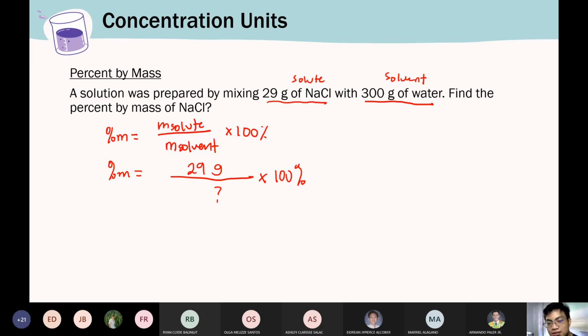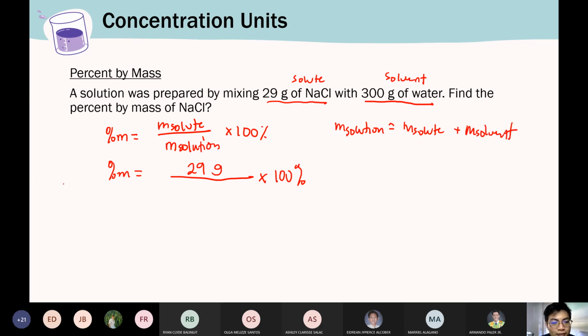What is the correct answer? Is it just 300 or 300 plus 29? The answer is yung sum nila. Okay? Kasi remember, again, yung solvent, but solvent. Mali ako. Solution pala. Sorry. Yung nasa denominator is the mass of the solution, right? And always remember, ang mass ng solution ay mass ng solute plus mass ng solvent. Okay?